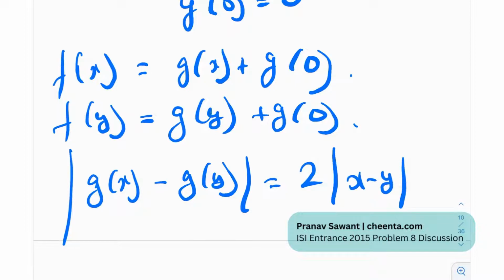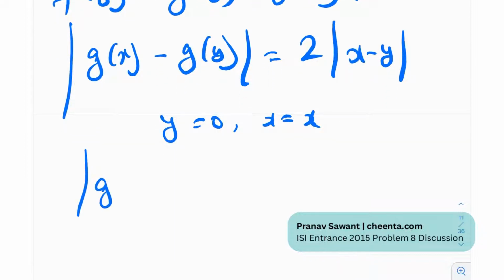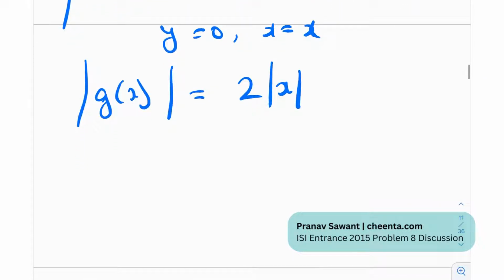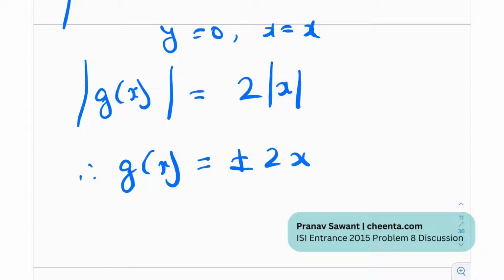Okay, that's great. Now I'm going to just plug in y equal to 0 and x equal to x. Simple substitution. So I'll get mod of g of x minus g of 0, which is 0, is equal to twice of mod x. So essentially, when I have mod of g of x is equal to twice of mod x, therefore g of x has to be plus or minus 2x. Right? Because when you take mod, everything becomes positive anyways. So g of x has to be plus or minus 2x.